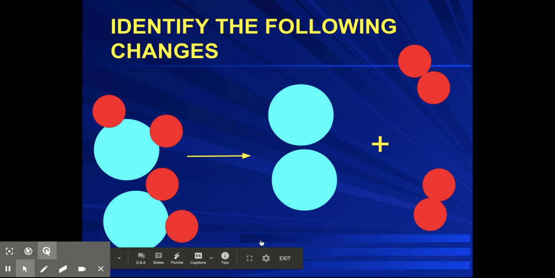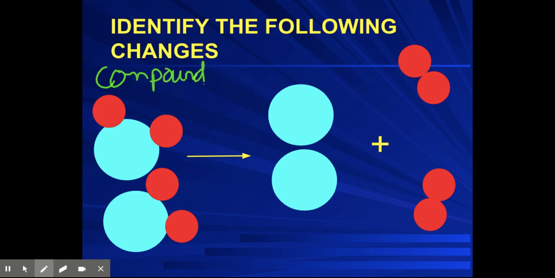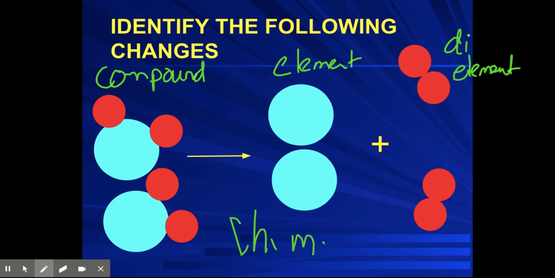Okay, so we're going to do this last one here. As I take a look at this, I see that I start on one side with these compounds. So I've got a compound here. And on the other side, I have an element and I have a diatomic element. Okay, hopefully that'll catch up. So I see that I took a compound that was chemically put together and separated it out into individual atoms. So this is a chemical change. This whole structure is representing a chemical change.